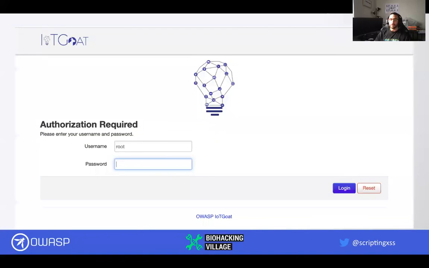So I'll show a few screenshots. Here's the login page. By the way, IoT GOAT is up on GitHub. If you want to have a play, you're more than welcome to.